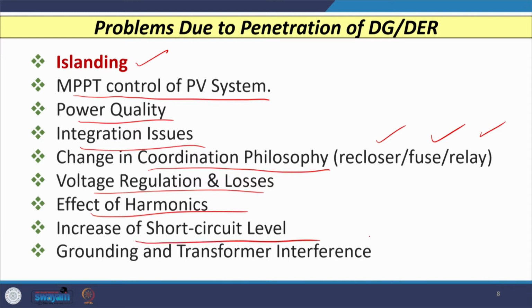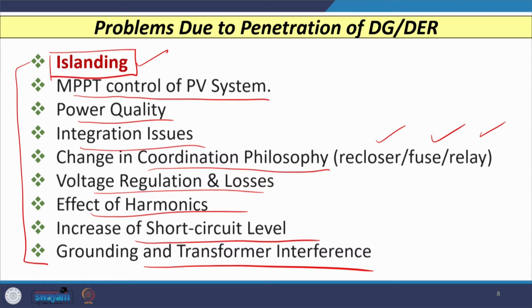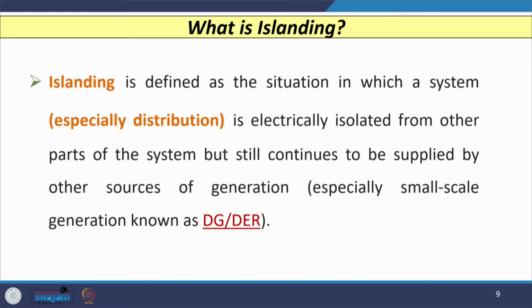There is also an increase in short circuit level. So, we need to consider the breaking and making capacity of several other devices, and grounding and transformer interference issues are also there. Now, out of all these issues, we are going to concentrate on only the first one, that is islanding. So, let us see what an islanding condition is.